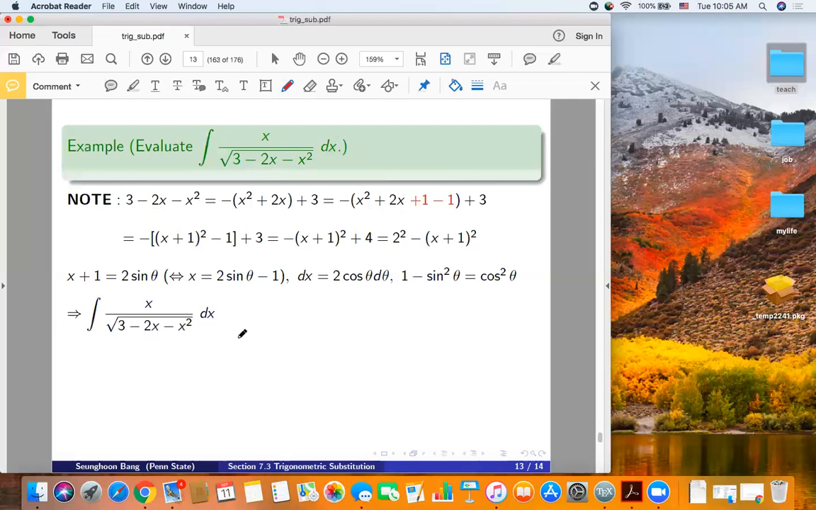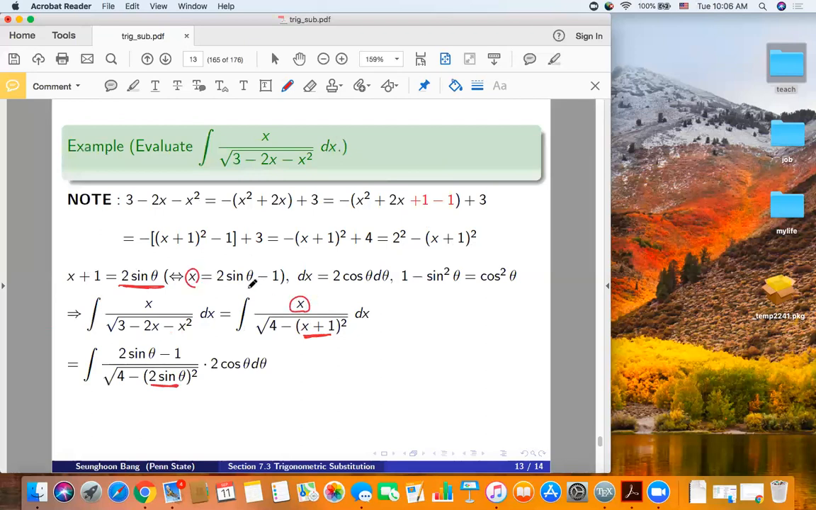The next, this one is the same as here, right? 3 minus 2x minus x squared is the completing the square form. Next, you plug in. The x plus 1 is 2 sine theta, and x is 2 sine theta minus 1. You plug into here. The dx is 2 cosine theta d theta. You can plug like this.